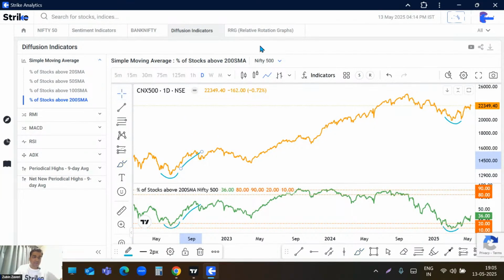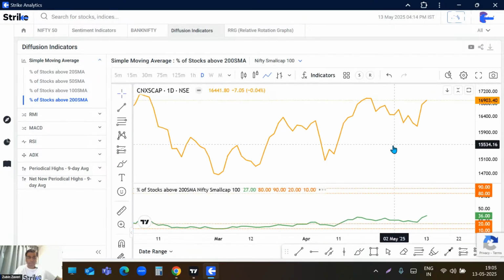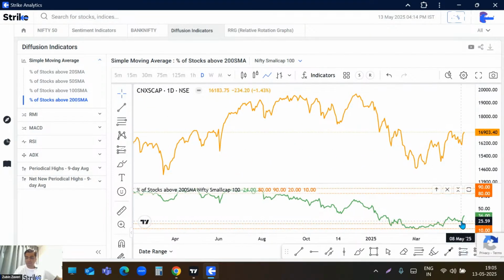Like this you can also have Nifty 500, and we have mid cap, small cap 100. So small cap 100 is also at its lowest level.